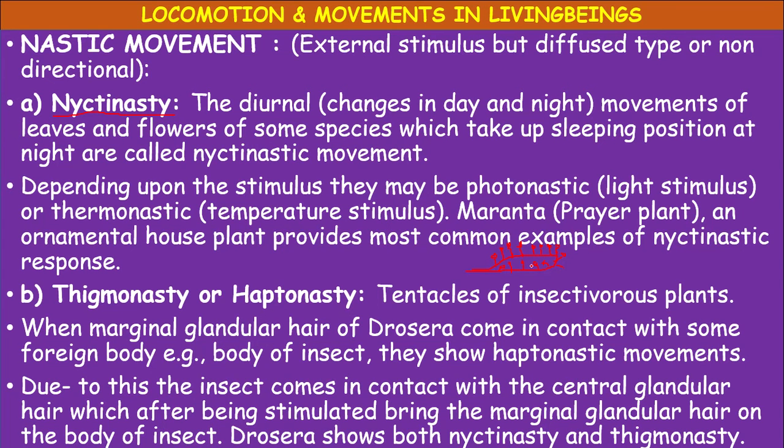Nyctinasty is a special type of movement of leaves. In the Drosera leaf, modified tentacles are present. The sleeping position at night is called nyctinasty. Thigmonasty, okay. So now you understood the difference between a nastic movement and a tropic movement. The tropic movement takes place in a particular direction, whereas nastic movements are non-directional.